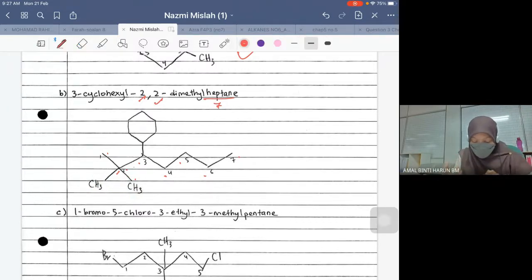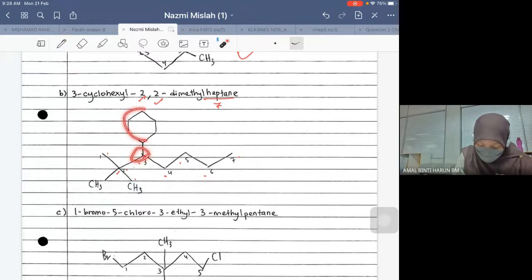Okay, sebab dia tak restrict you untuk buat structure apa, tak kisah, tak ada masalah. Okay, next is 3 cyclohexyl. At carbon number 3, there is cyclohexyl. Cyclohexane when it becomes a substituent. So here, cyclohexane is a substituent because our longest carbon chain is 7. So pilihlah yang paling panjang untuk jadi parent instead of 6 carbon. Okay, so tak semestinya ring dia akan jadi parent saja.